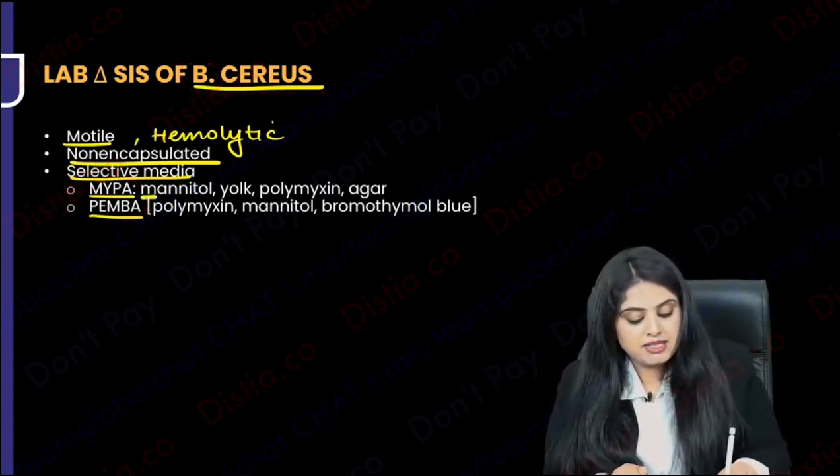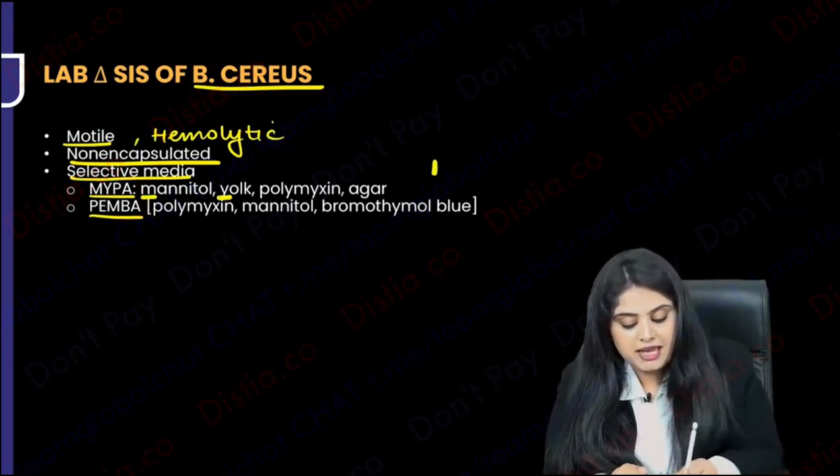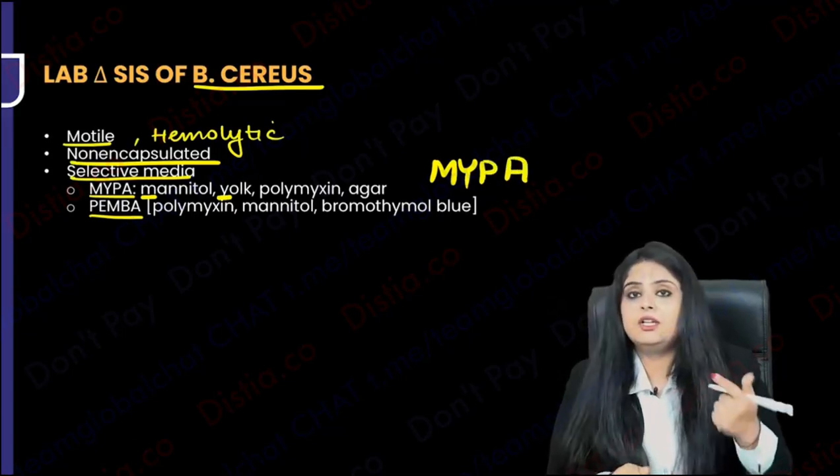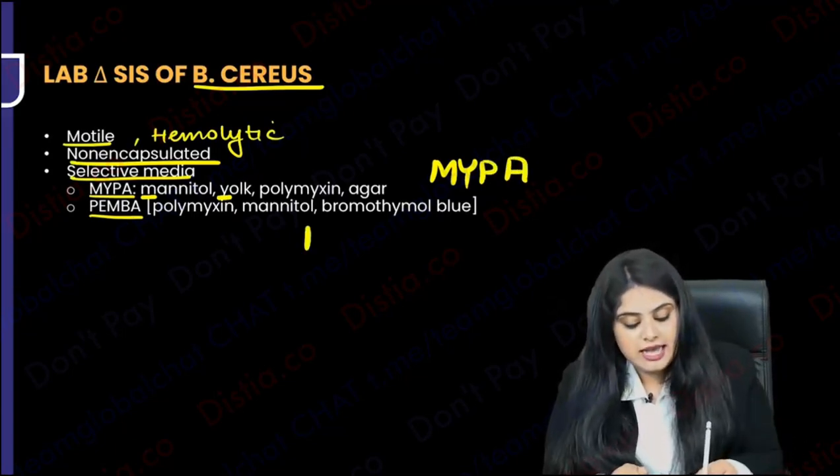What is MYPA? That is mannitol, egg yolk, polymyxin, agar. Mannitol, yolk, polymyxin, agar. And PEMBA is again going to be something very similar.